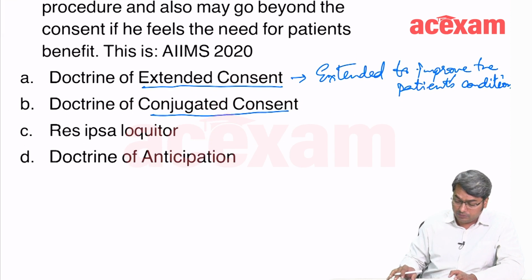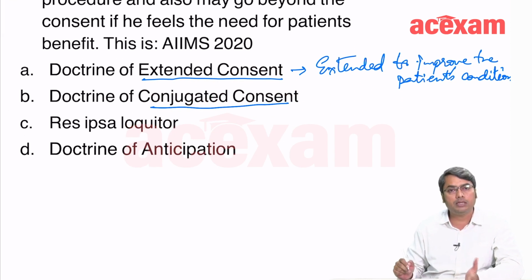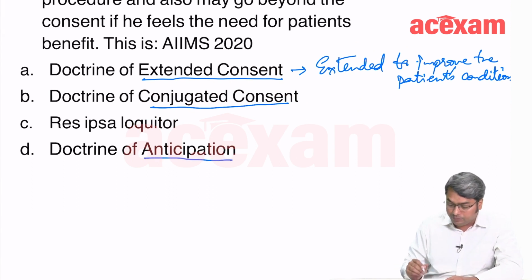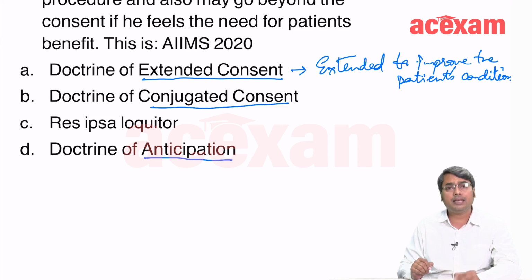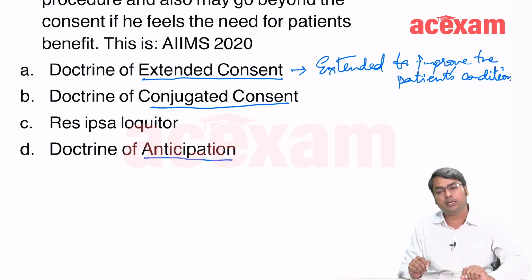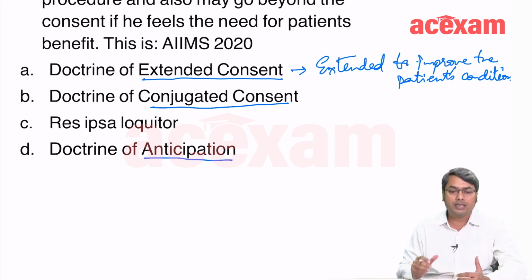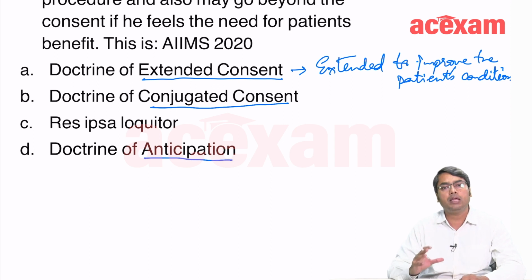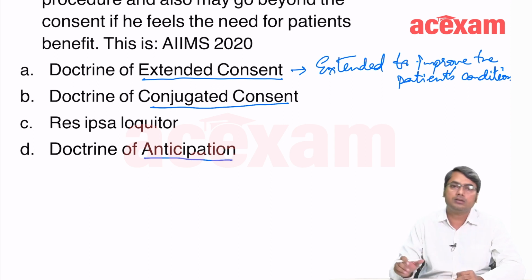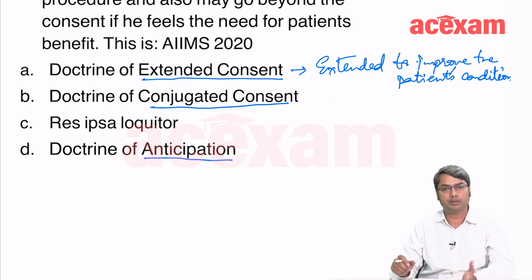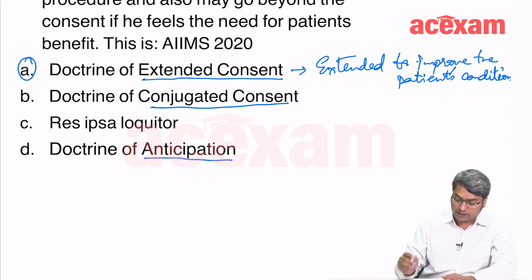Res ipsa loquitur is where the thing speaks for itself, it's negligence, there is no defense in this case. And doctrine of anticipation is when the doctor expects that there can be some damage, so expecting that damage, the doctor is giving a cure beforehand. For example, after an operation, the doctor is expecting that this patient may have a long-term infection. So that is why the doctor is giving some antibiotic coverage. So that is the doctrine of anticipation. So here the answer is doctrine of extended consent.